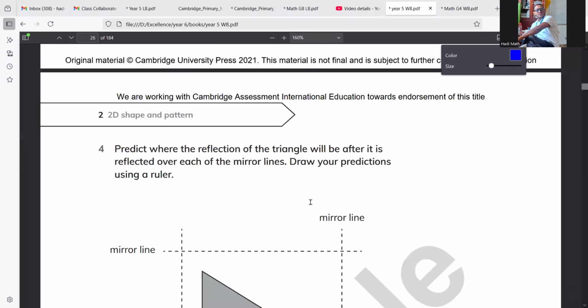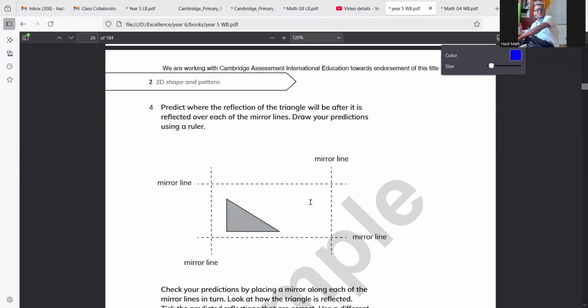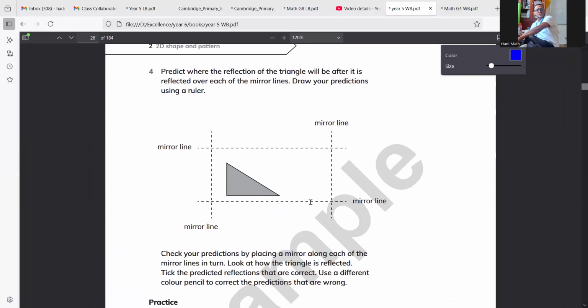Let's go to the next question. They ask where the reflection of the triangles will be after it is reflected over each of the mirror lines. Draw your reflection using a ruler. You will get your ruler and start drawing them. Please don't forget, when you're reflecting a shape on a mirror line, it will face a different direction, but it will be the same distance and the same size.